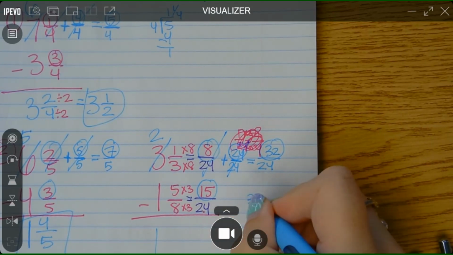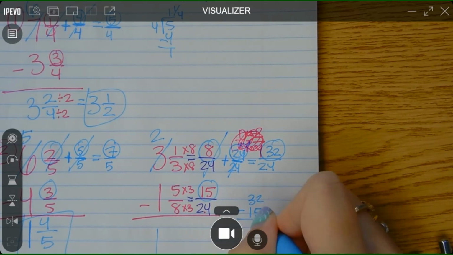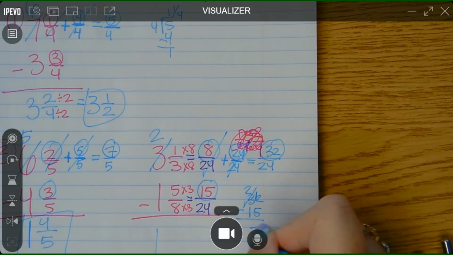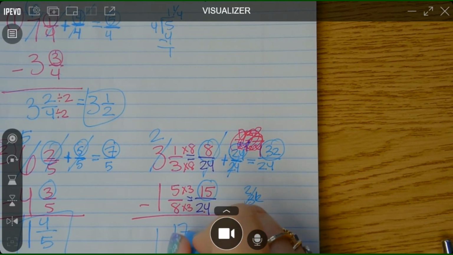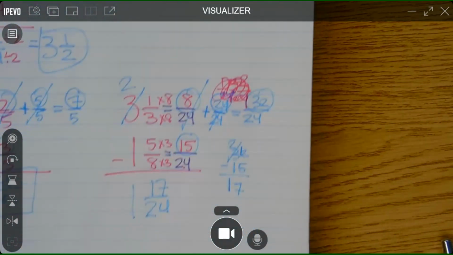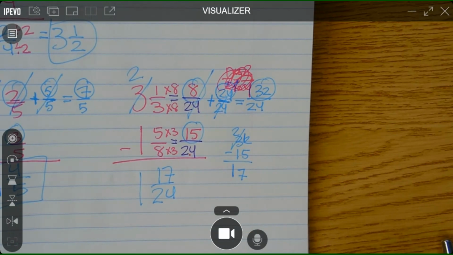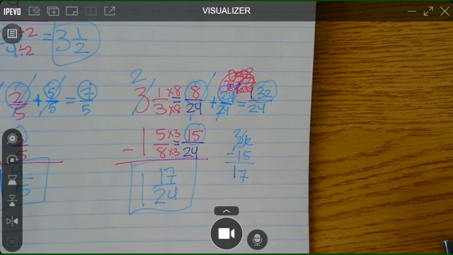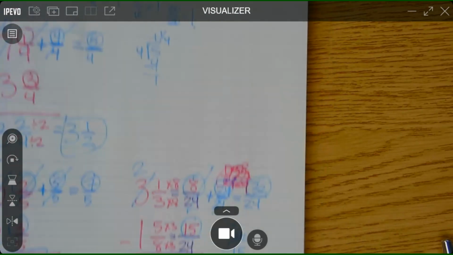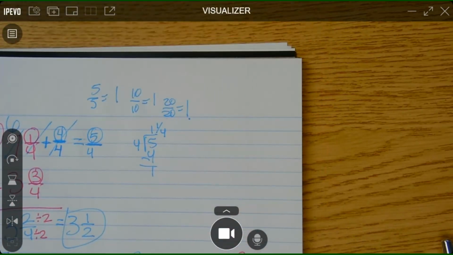Now I have a big enough numerator to take that away from. Okay, and then you have 12 minus 5 is 7. 2 minus 1 is 1. So I have 17/24. And can you reduce that? No, because 17 is prime and it can't go evenly into 24. So I'm done. Okay, there's one other weird one that happens. So I want to show you.